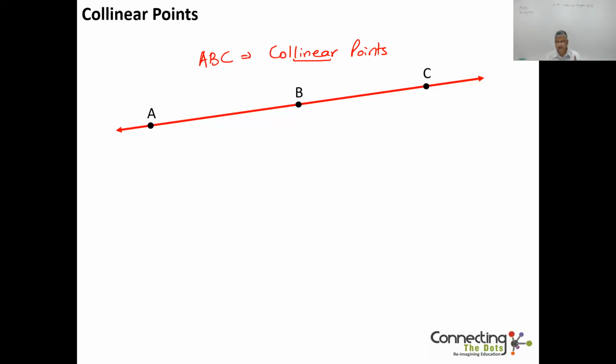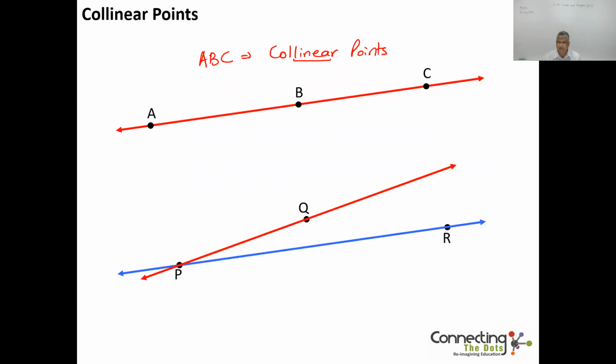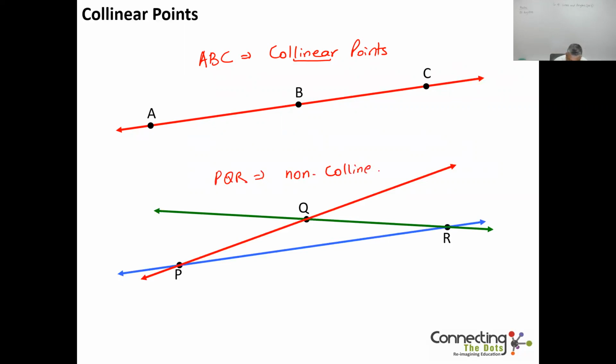And let's take another set of 3 points, PQR. Do you think we can draw a straight line through all the 3 points? Let's try. If I try between P and Q, then R is off. If I draw another line connecting P and R, then Q is off. And if I draw another line connecting Q and R, then P is off. So there is no way I can draw a line in which all the 3 points will be on the same line. So we can say PQR are non-collinear points.